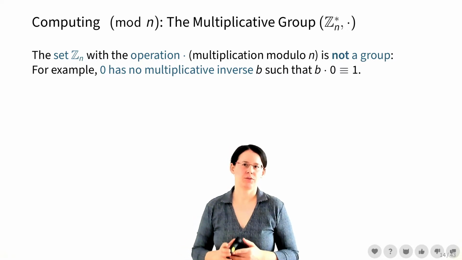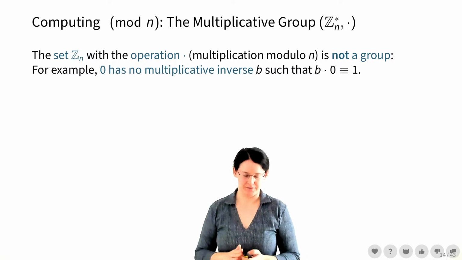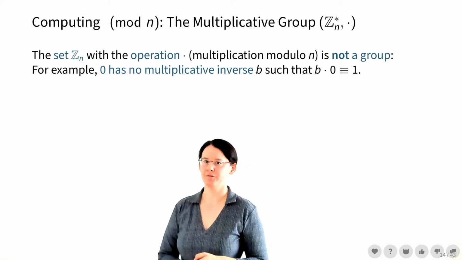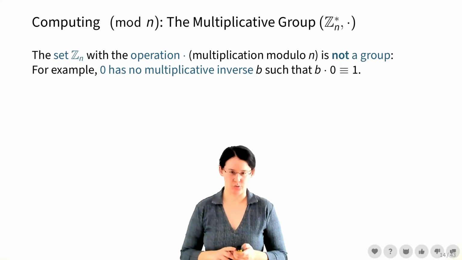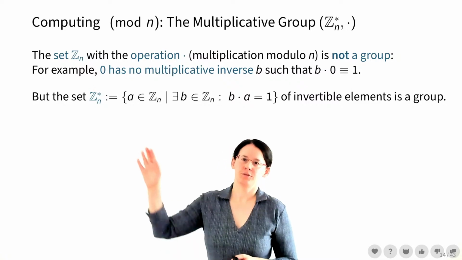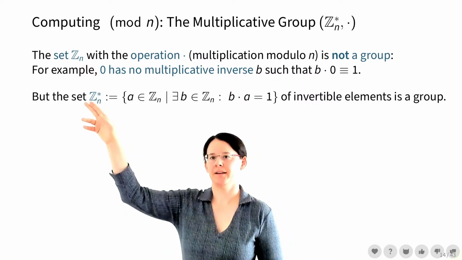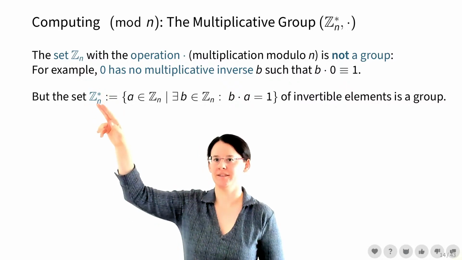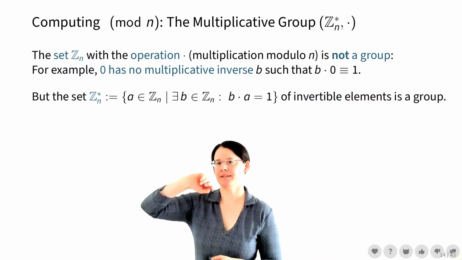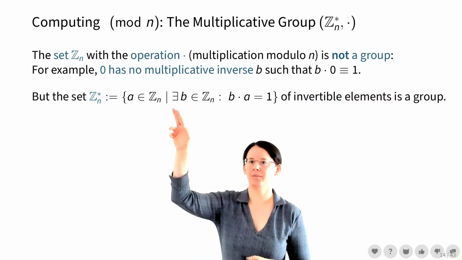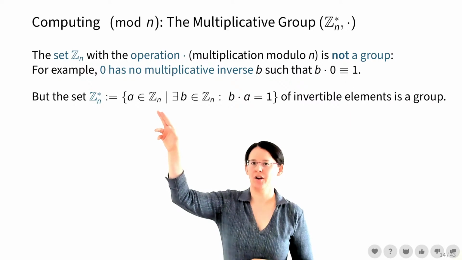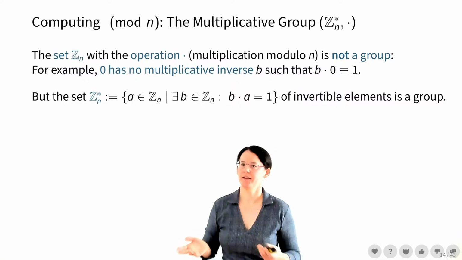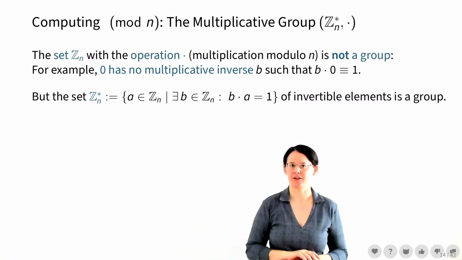And this means we need to modify our set a little bit. So we need to kick out all the numbers that don't have an inverse. Then what we have left is a group. So that's why we define a set that we denote by Zn, like before, but with a little asterisk on top. So we call it Zn star. The Zn star is simply the set of all elements that we already have modulo n, but we kick out all the numbers that don't have an inverse. And then this slightly smaller set is actually a group.